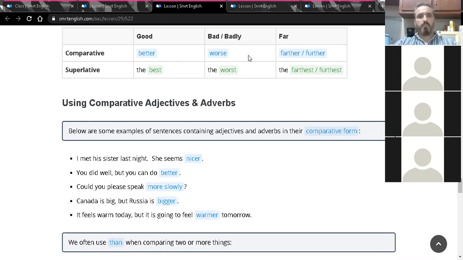Luis, can you read the last one, please? Okay. It feels warm today, but it's going to feel warmer tomorrow. Okay, so what does this mean? That today it's kind of hot, but according to what I'm reading or checking, tomorrow is going to be warmer, más calientito.